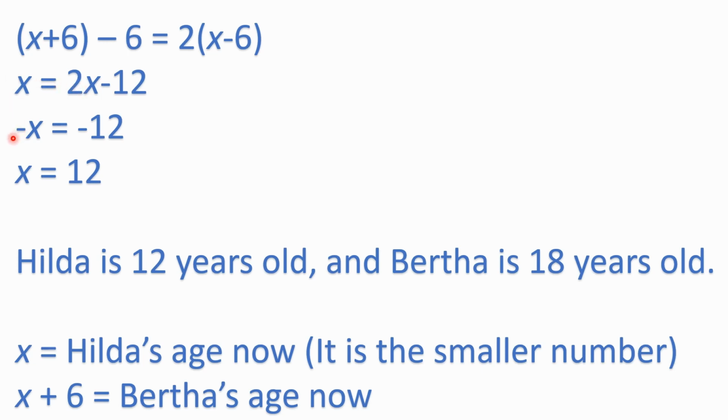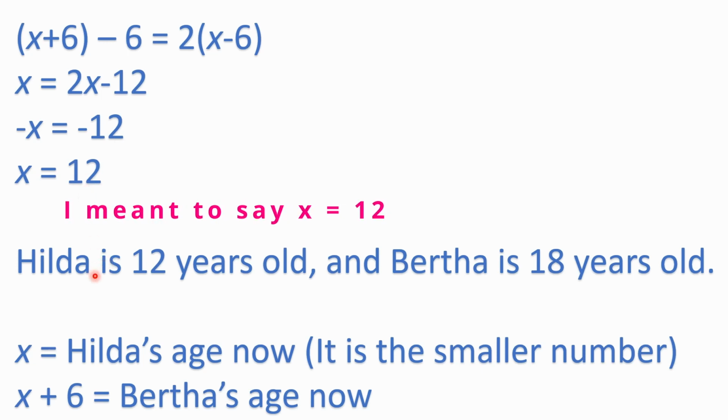x minus 2x is negative x. And on the right side, 2x minus 2x is nothing. That 2x goes away, and we're just left with a negative 12. So negative x equals negative 12, which is really the same thing as saying x is 12. You can multiply both sides of this equation by negative 1, giving us our positive result, x equals 12. Just remember, whatever you do on the left side, you've got to do on the right side. So that's how we get x equals 12.